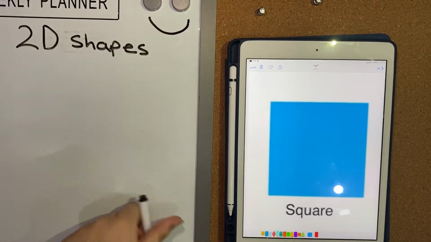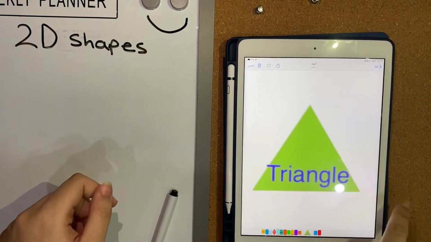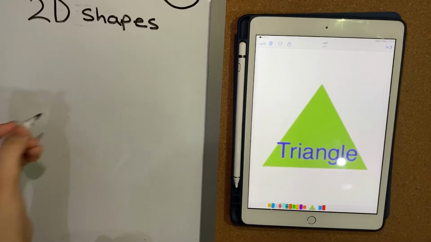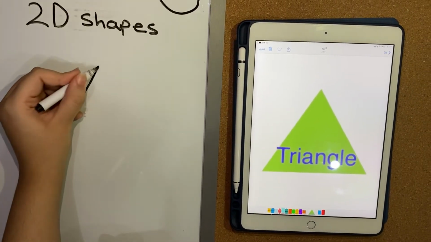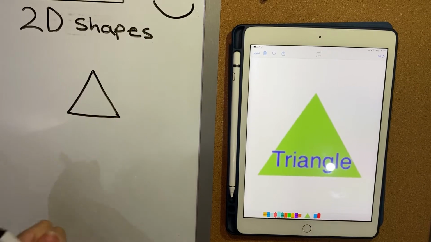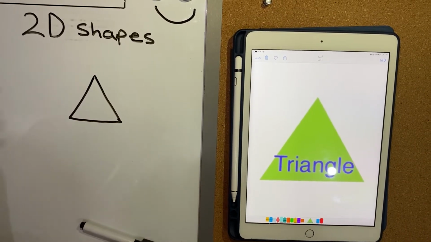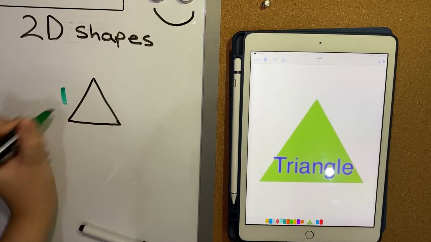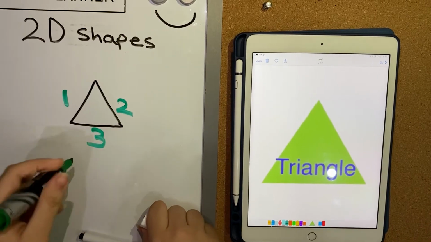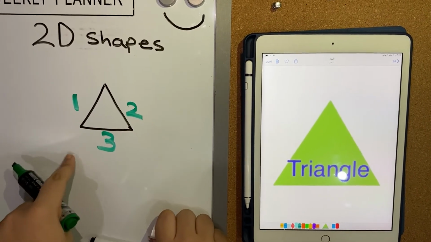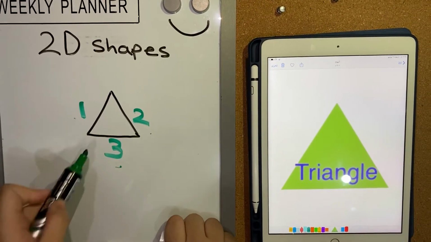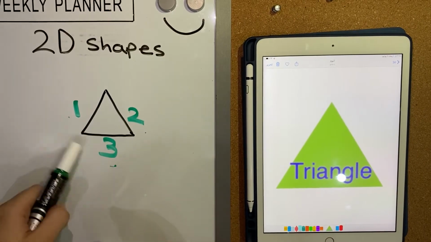Let's go for the next one, which is the triangle. So the triangle, we draw it like this. Okay, how many sides does it have? 1, 2, 3. So 3 sides. So the triangle has how many sides? 1, 2, 3. So 3 sides. So this is the triangle.